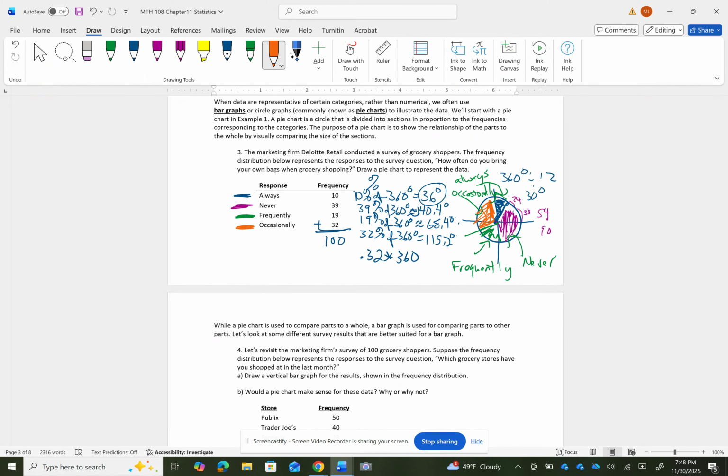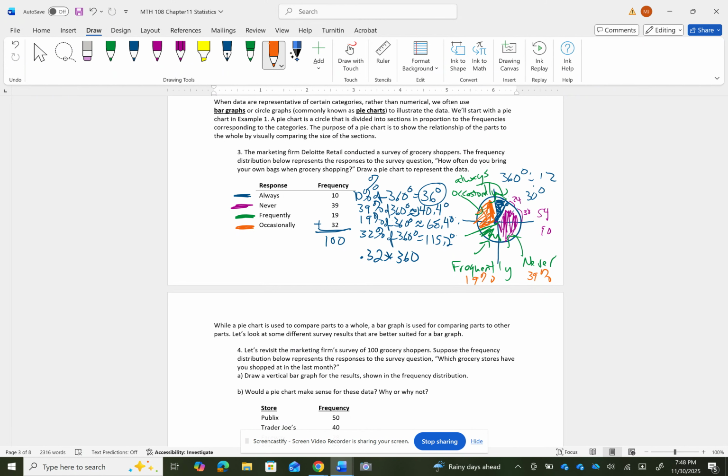All right, so typically, if you did try to draw it by hand, you'd almost need a protractor to get it to be fairly accurate. So you typically would just use Excel and let it draw that for you. Okay, and it also helps sometimes to remind people what the percent was. So never, you would say, was 39%. Frequently, you would write those over here to make it easier for people.